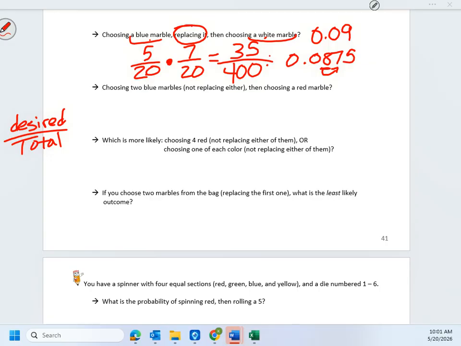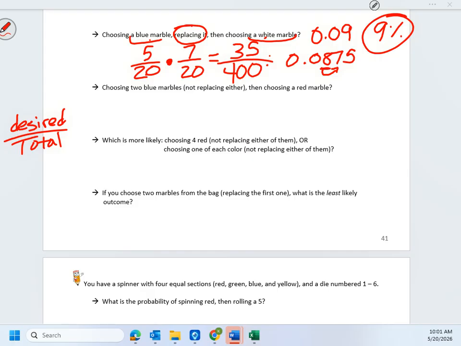Jackson? 9%. So you did it all correct. We just had to round to that hundredth place. Thumbs up, thumbs down. How many of us got 9% as our final answer? If you didn't, that's okay. That's why we're working on it. Okay. Do the next one.